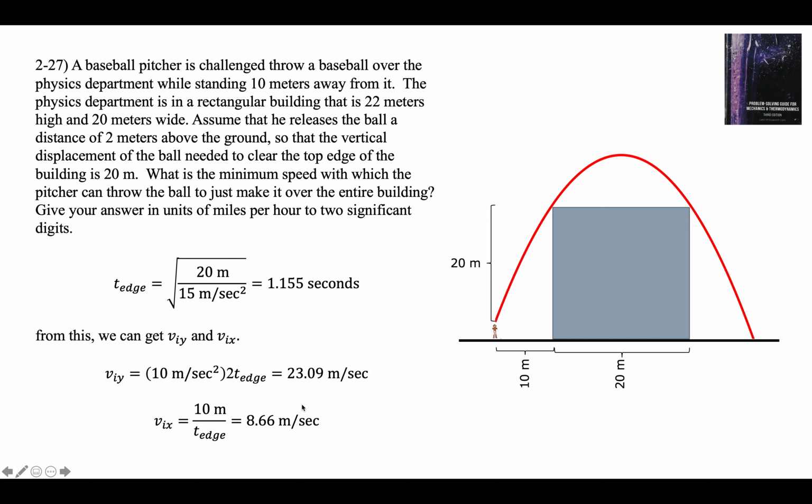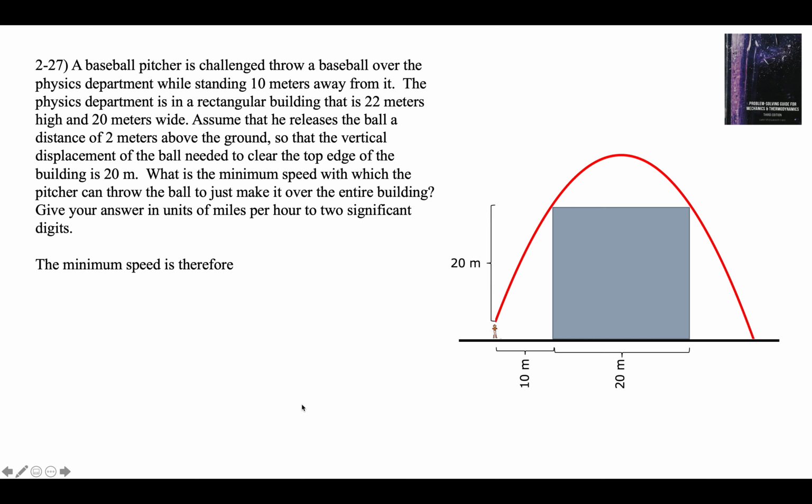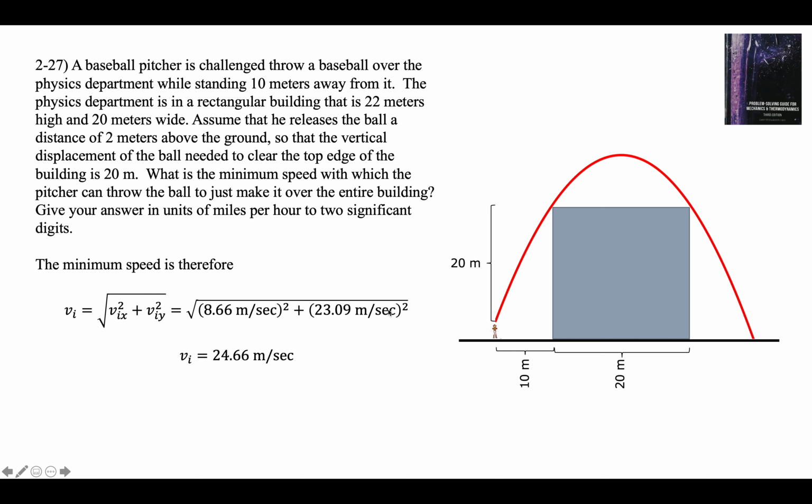Now we can use the Pythagorean theorem to get the x and the y components. There's the x, there's the y. Square them, take the square root. We get 24.66 meters per second. But to get full credit, we have to change this to miles per hour. So we did that, and we get 55 miles per hour. That's problem 27.